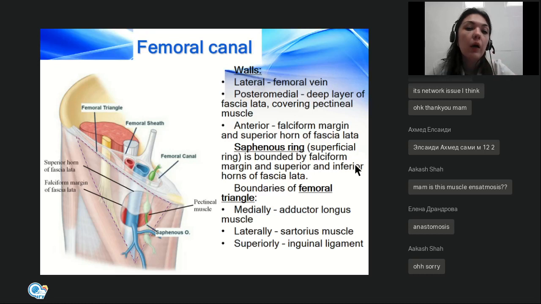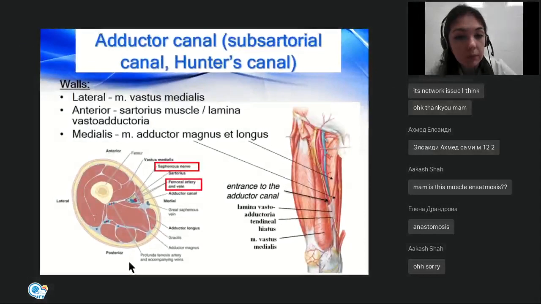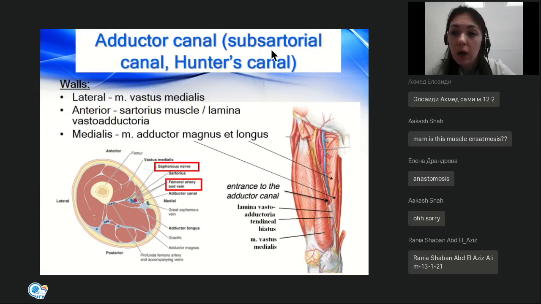The other thing is the femoral triangle. The femoral triangle is a place through which the femoral vessels pass. Medially, it is bounded by the adductor longus muscle, laterally by the sartorius muscle, and superiorly by the inguinal ligament. And after the femoral vessels leave the femoral triangle, they enter the adductor canal, or subsartorial canal, or Hunter's canal, as there are several names for this canal.